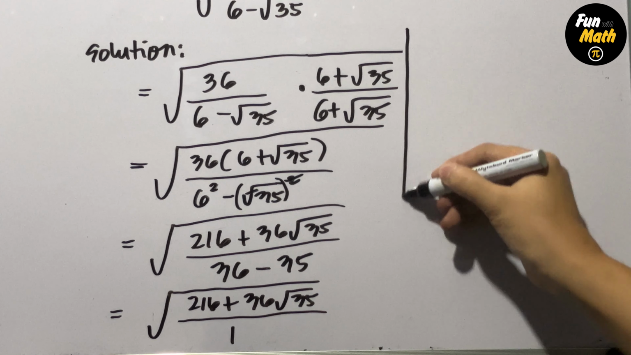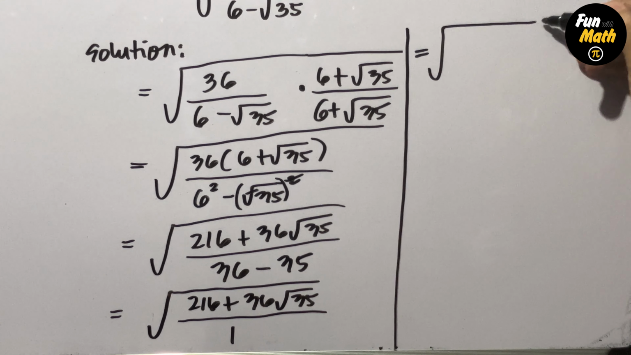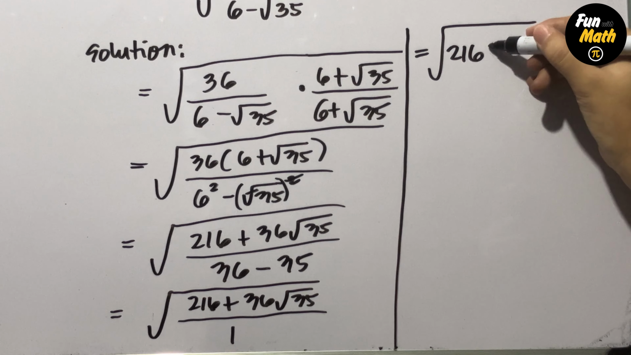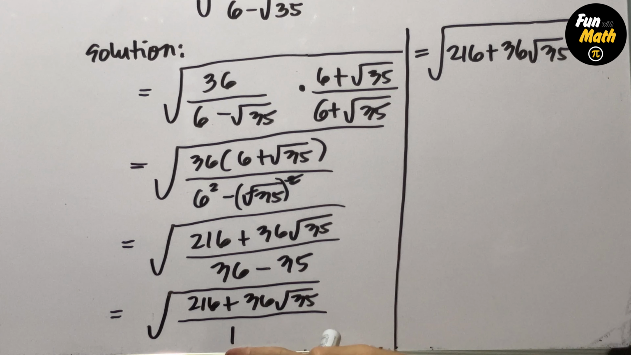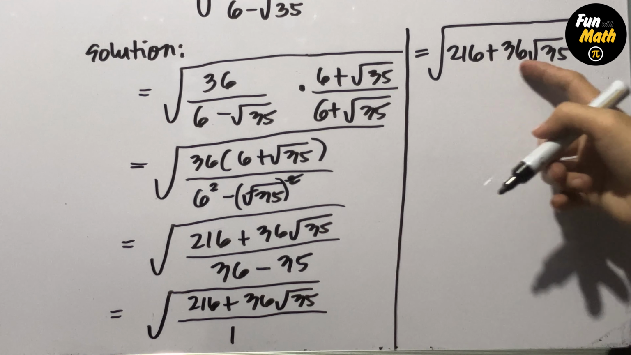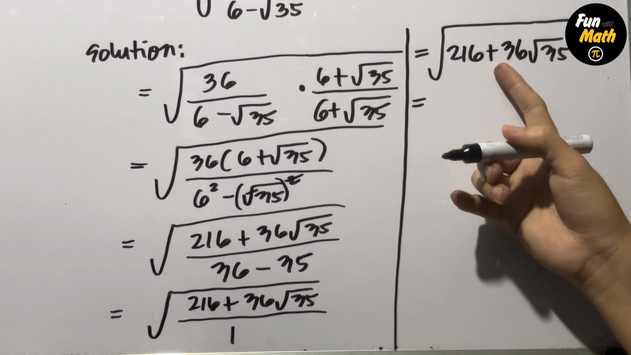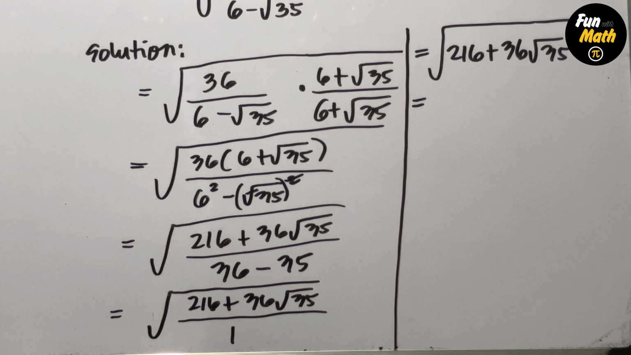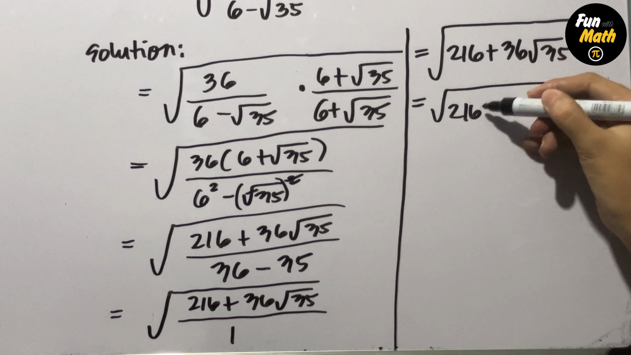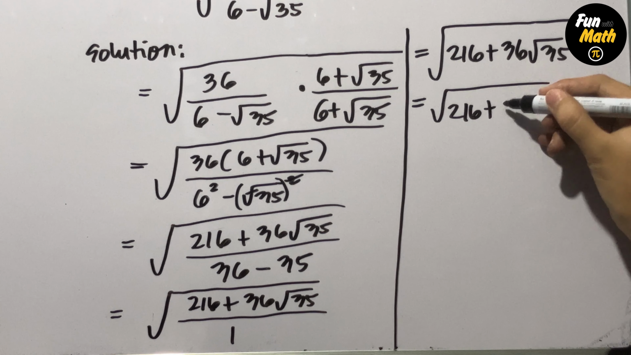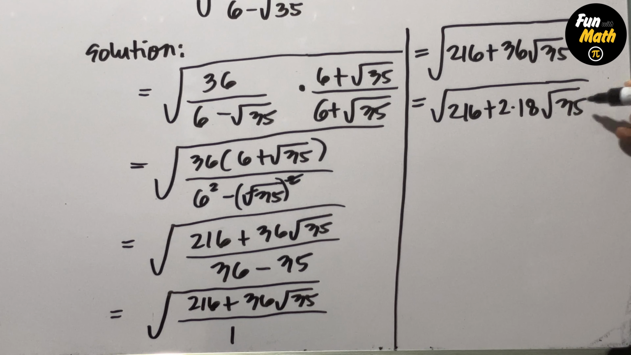And now this equals square root of 216 plus 36 square root of 35, since it's divided by 1. So this is the answer. Then, for 36, we can split that into 2 times 18. So now square root of 216 plus 2 times 18 square root of 35.